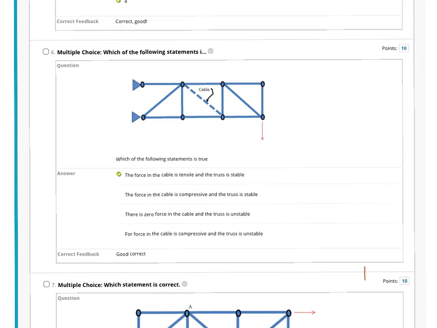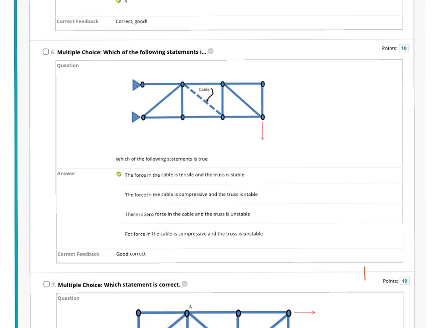The main question involved in this problem is to determine whether the force in this cable is under tension or compression, because under compression the cable would not resist any force, so the whole truss would become unstable. So as an exercise, we have to find out the nature of the force in this cable, either it is tensile or compressive.